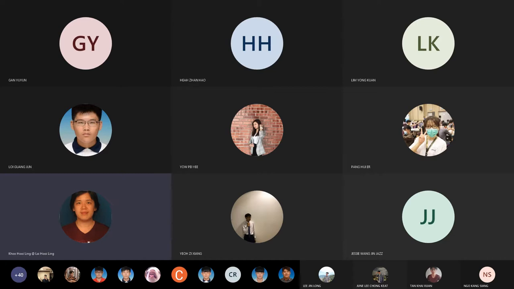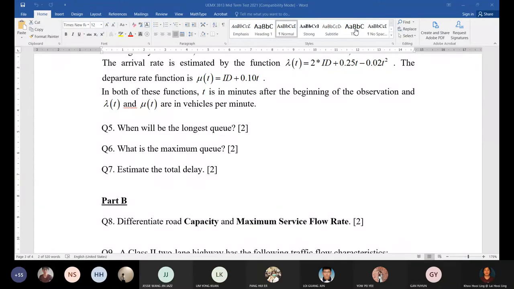A student asked me about the unit. I told you already, the unit is important. Vehicle per minute means that you are finding the average. So if I want a total delay, that means vehicle-minute. If you give me the wrong unit, then I have to deduct one mark.